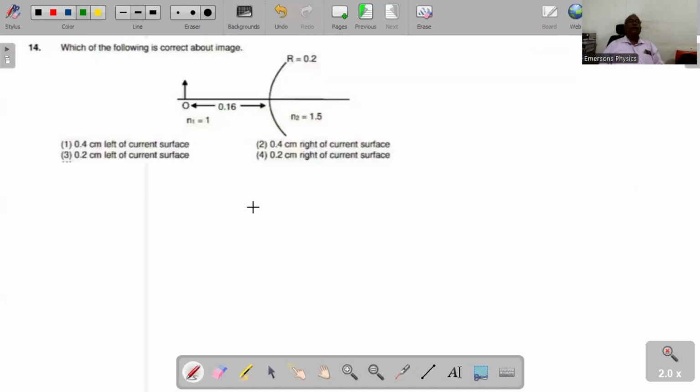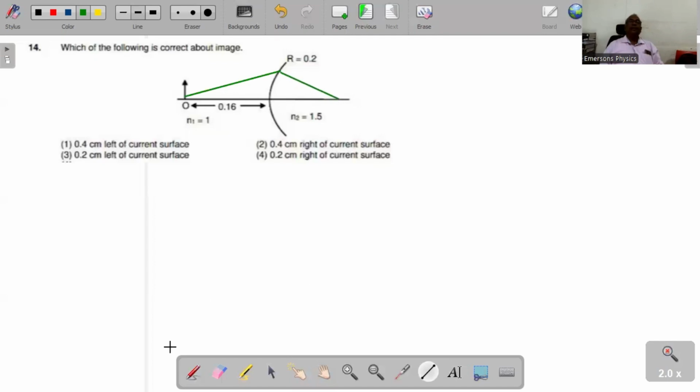Which of the following is correct about the image? Where will the image be formed? This is another transparent medium. This has refractive index 1, that means free space. This has refractive index 1.5, maybe glass. We know that if the object is placed at this place, here we will get an image. Going from rarer to denser, it bends towards the normal. We'll take it as the image.